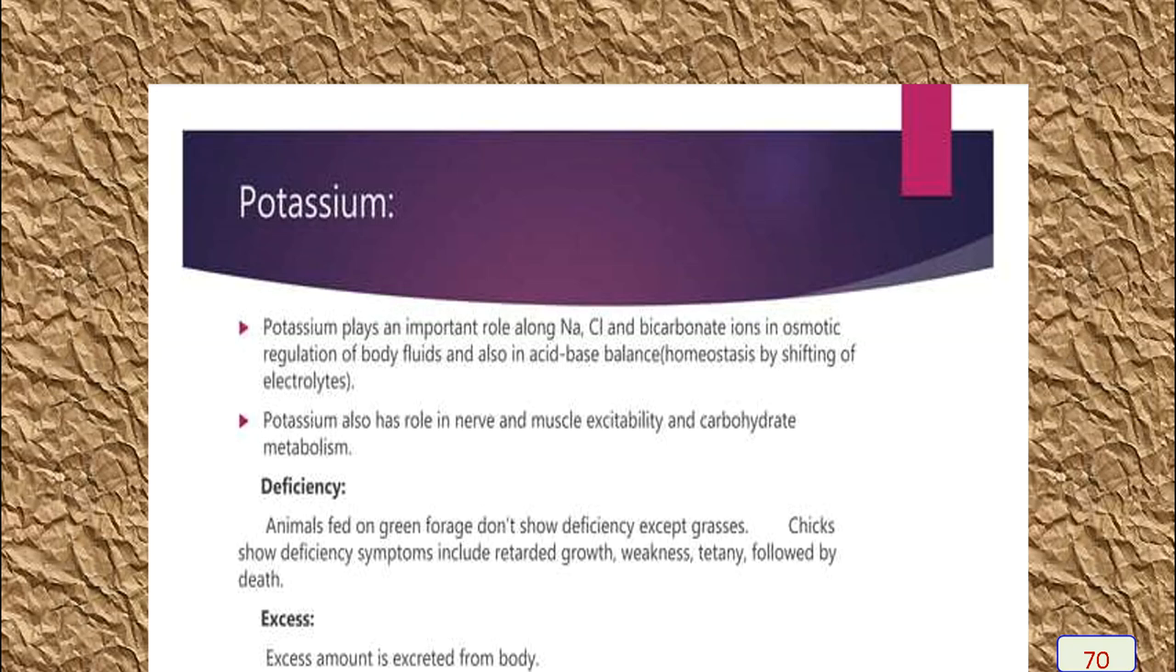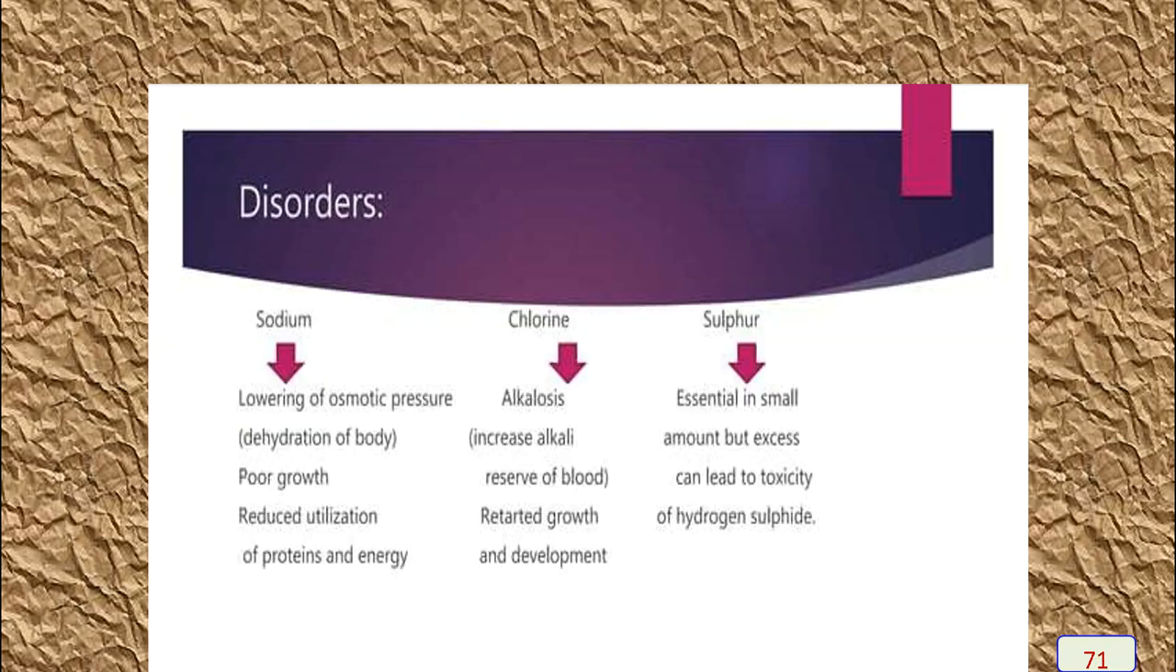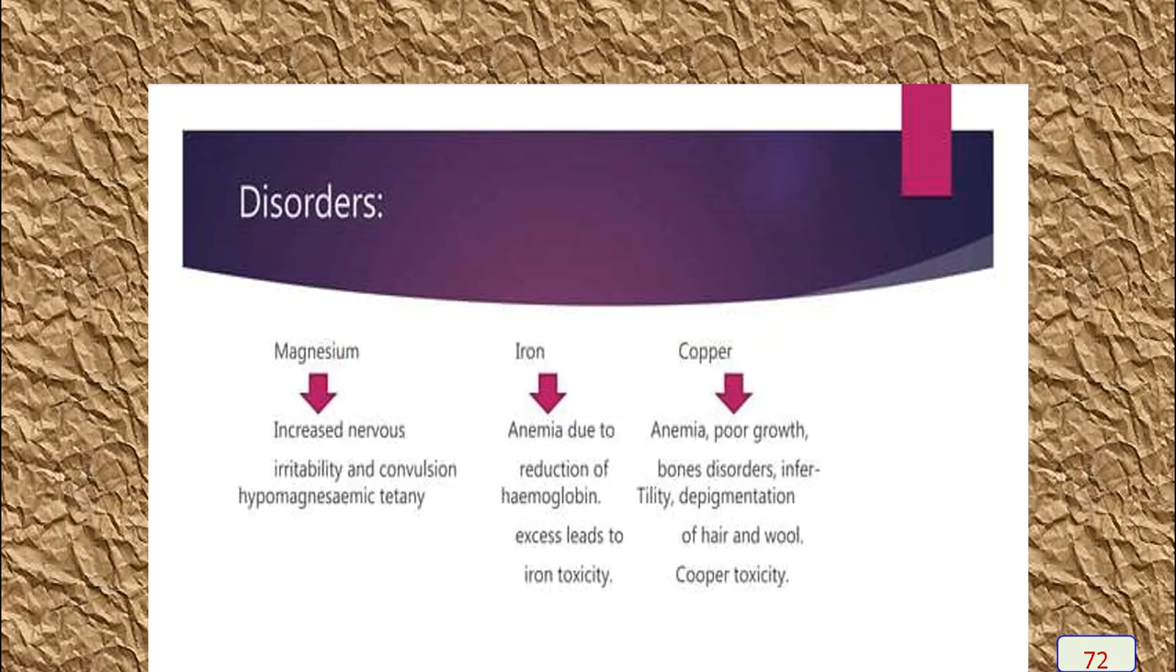Potassium is another thing. Of course, for the potassium deficiency, just go through these slides. Excess also causes toxicity. Then sodium excess, chlorine excess, and sulfur. Sulfur is essential in small amounts, but excess sulfur should always be avoided. Then magnesium, if it needs to be increased drastically, then we need to go for the wood lye.